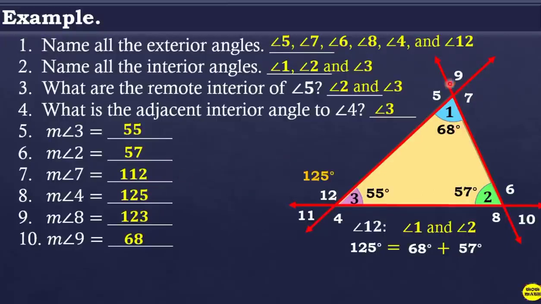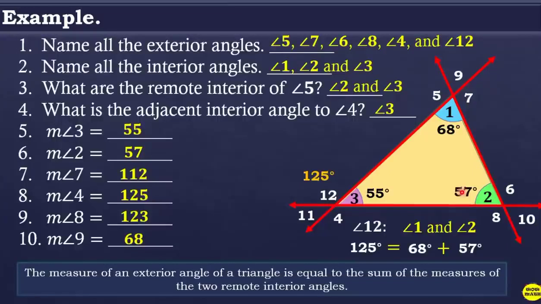So, halimbawa, I have angle 5. Paano natin makukuha yung exterior angle natin, which is angle 5? I-add po natin yung dalawang remote interior niya. So, 55 plus 57, yun po ang measure ng angle na to. Okay? So, tatandaan that the exterior angle is always equal to the sum of the measures of its two remote interior angles. Ayan po siya. So, the measure of an exterior angle of a triangle is equal to the sum of the measures of the two remote interior angles. Now, ano po bang relationship nito sa exterior angle inequality theorem?